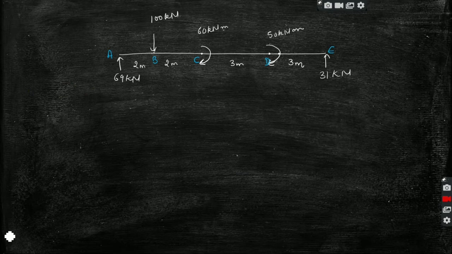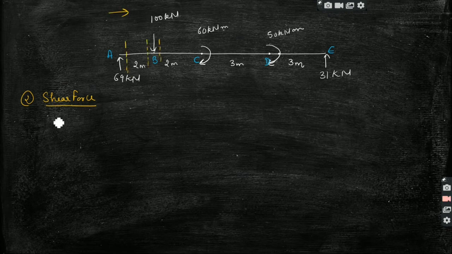Now the second step is shear force. Like we did in the previous question, shear force can be calculated by moving in either direction. So I am again moving from A towards E. First section I will take at A, then I will take section at just left of B and just right of B. So shear force at A will be the sum of all the forces acting on the left hand side of this section. So this will be plus 69 kN, because these are the sign conventions for shear force which we are adopting. Left hand side upward forces are positive.